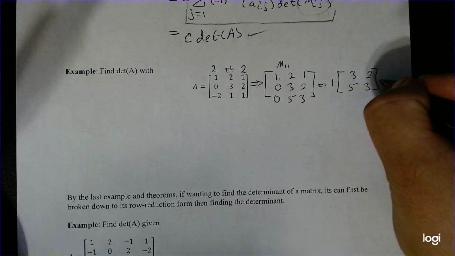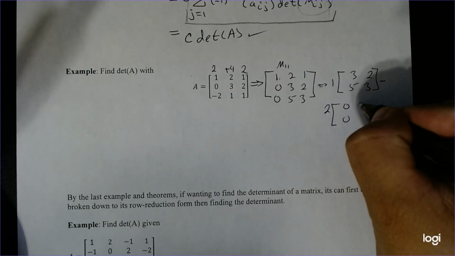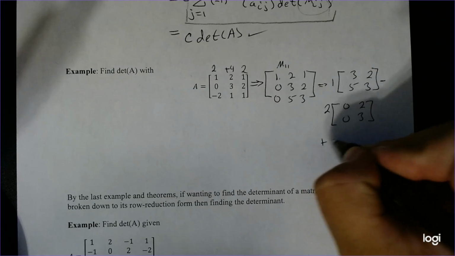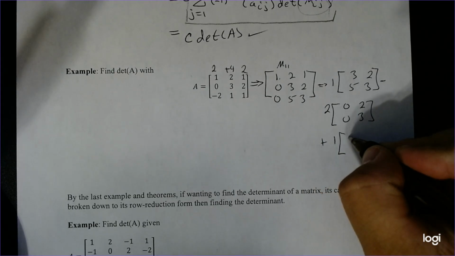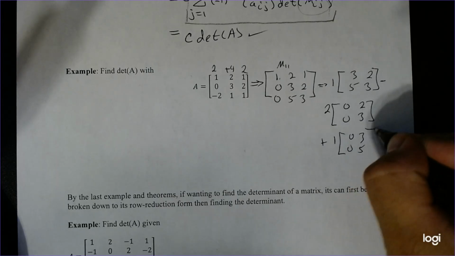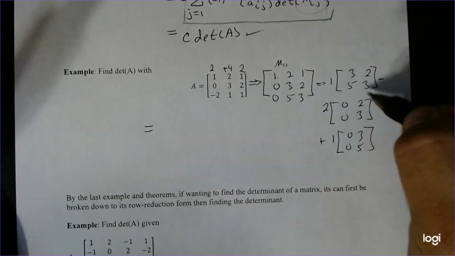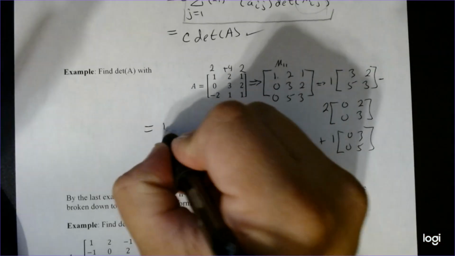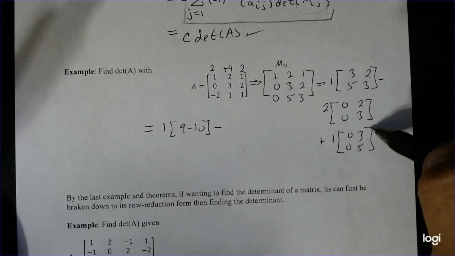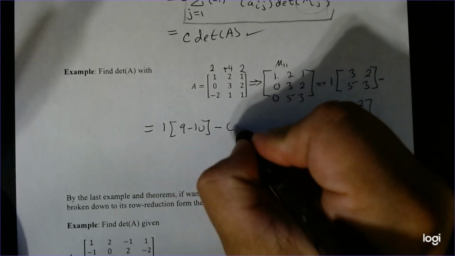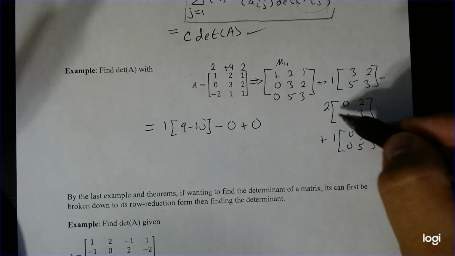And minus 2 times matrix 0, 0, 2, 3. And then plus 1 times 0, 0, 3, 5. Well, if I get this determinant, this is going to be 9. So 1 times 9 minus 10, minus, well, this ends up being 0. And so does that. Well, look at that. It actually goes away.